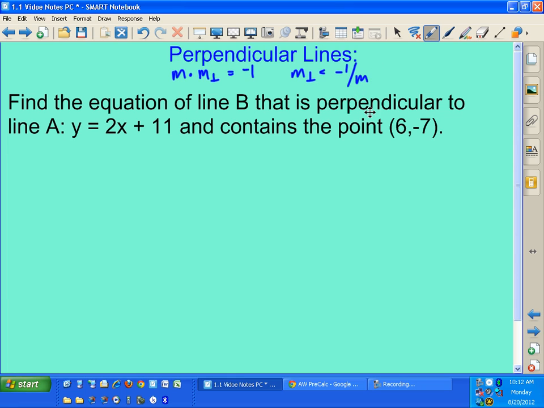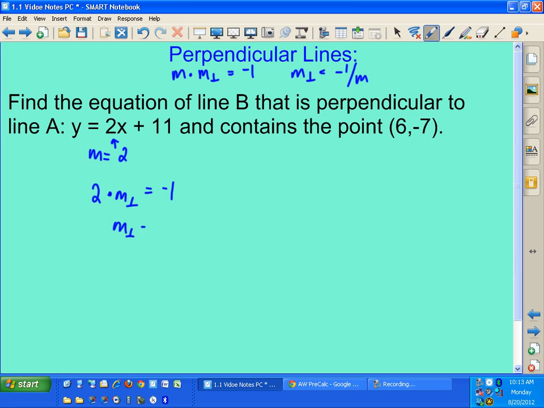So if we want to find an equation of a line that is perpendicular to line A, and here's line A, and goes through this point, then we need to find a perpendicular slope first. So there's a couple ways you could go about this. I have my slope. Hopefully you can see that my slope that I'm dealing with in A is 2. And so if I want my perpendicular slope, I could say, oh, well, my slope is 2. If I multiply that by the perpendicular slope, I would get -1.